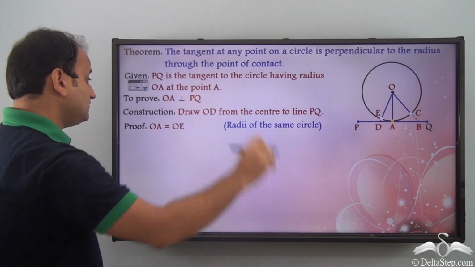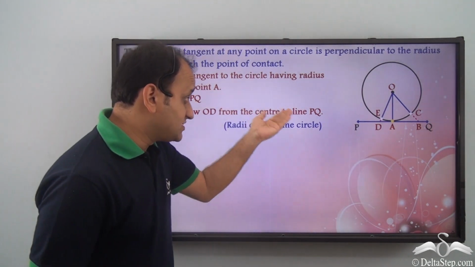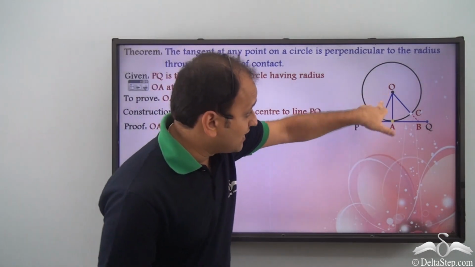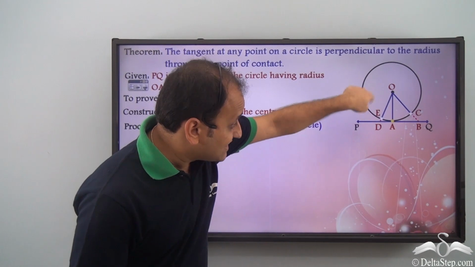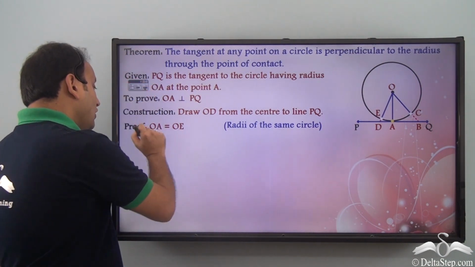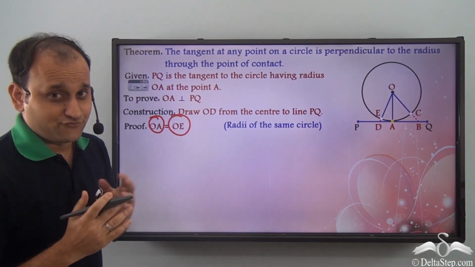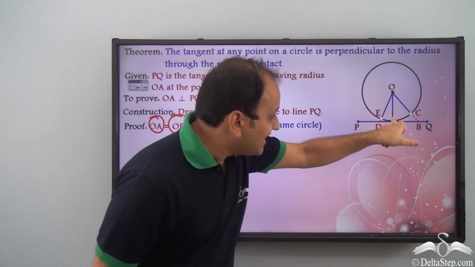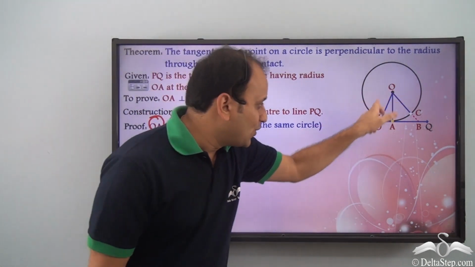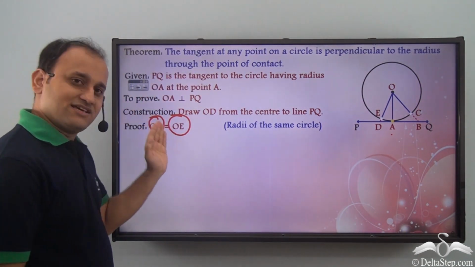Now, let's perform another construction. So we draw OD from the center to line PQ. So D is another point on the line PQ and we draw a line segment OD. Now this line segment meets the circle at point E. So first of all, OA will be equal to OE. Why do I say so? Because again, both are radii of the circle. E is a point on the circle, A is a point on the circle. So OA is equal to OE.